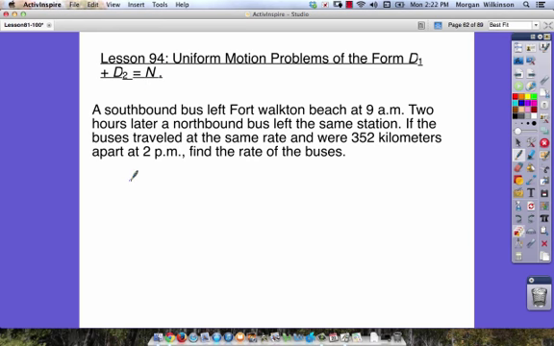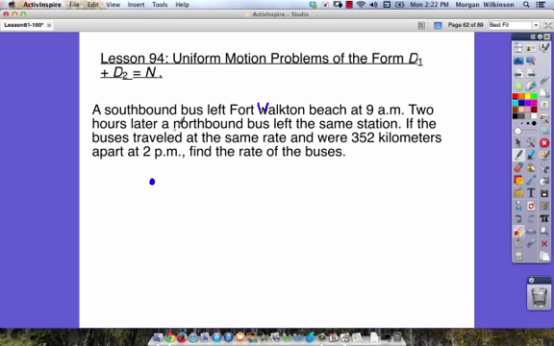A southbound bus left Fort Walkton Beach at 9 a.m. Walkton should be capitalized, so let's do so. Fort Walkton Beach. 2 hours later, a northbound bus left the same station. If the buses traveled at the same rate and were 352 kilometers apart at 2 p.m., find the rate of the buses.